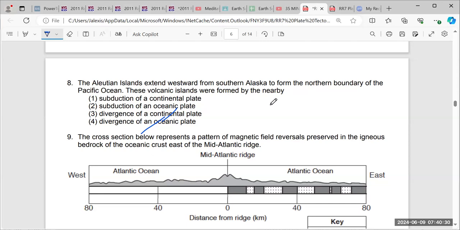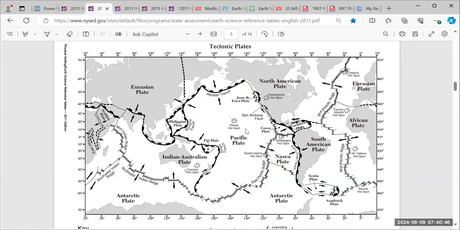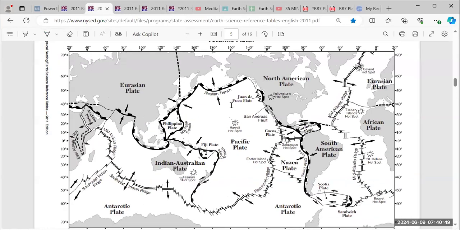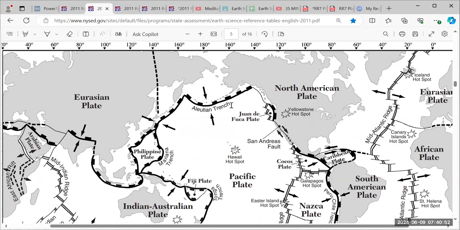Well, let's see if we can find these Aleutian Islands that extend westward from southern Alaska to form the northern boundary of the Pacific Ocean. Let's see if we can find it on page 5. All right. Alaska is located right here, right? So the southern part of Alaska is in this area, and you see these gray dots represent the Aleutian Islands, which means that we are dealing with right here, the Aleutian Trench, right?